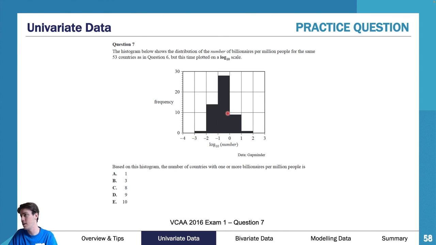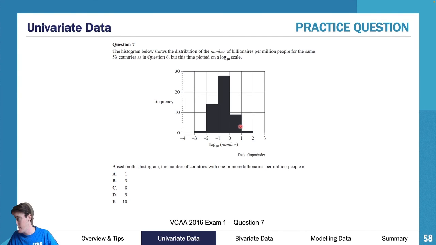I draw a line up here just to cut off everything to the left. I don't care about anything to the left. I only want the stuff on this right side here. Being on this right side, I look at the frequencies and I go, all right, between 0 and 1 means there is 1 to 10. So the number of billionaires per million people is somewhere between 1 and 10 for those countries. There are 9 countries there because I check my frequency, and my frequency is at 9. Go across, I get 9. So there are 9 countries that have between 1 and 10 billionaires per million people.